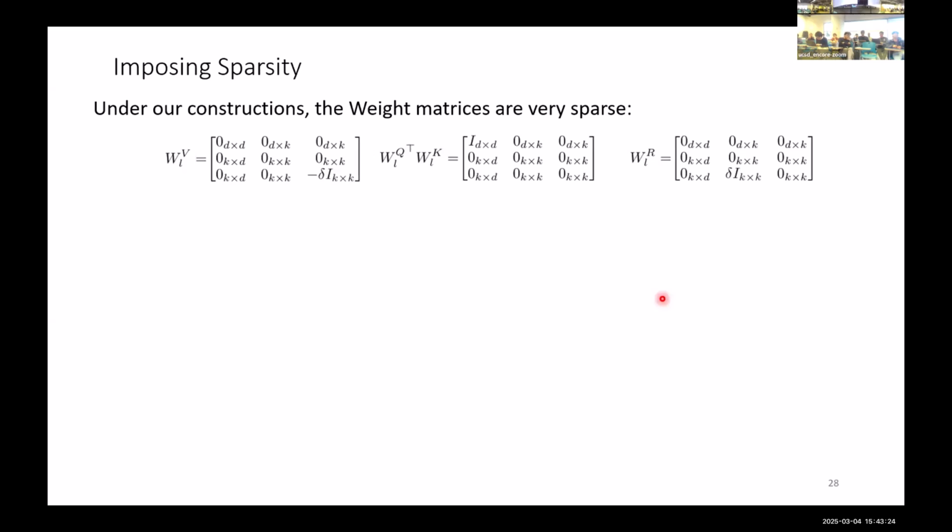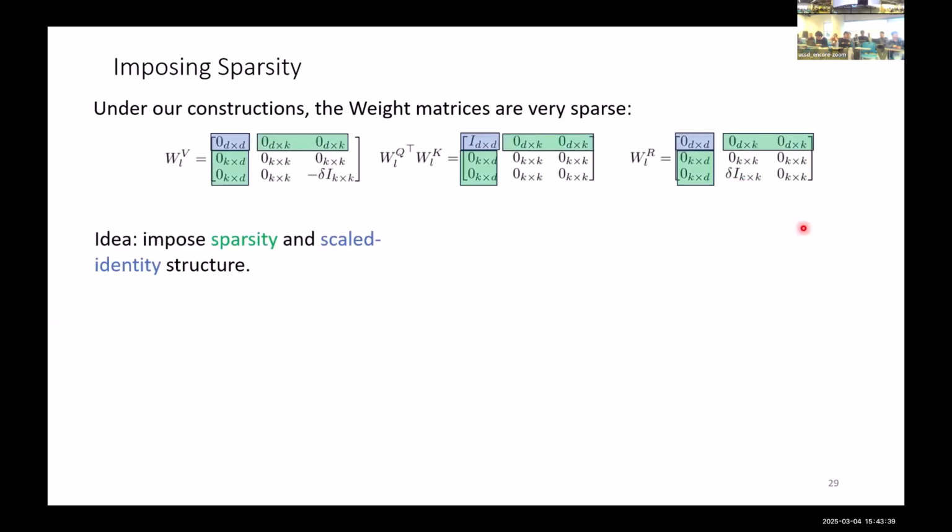The final experiment I want to mention is that under our construction, the weight matrices are very sparse. This has a bottom right block, which is identity. This has a top left block, which is identity. And so the idea is that if you really believe this construction is the thing that the transformer is learning, then we can impose sparsity and scaled identity structure. So for the green blocks I showed here, we're just going to enforce that those parts of the parameter matrices are 0. For the blue top left part, we're going to impose that as a scaling of identity, so just a scalar parameterization.